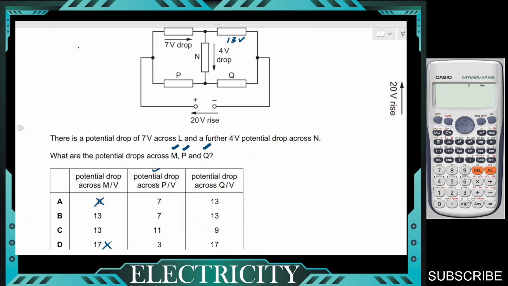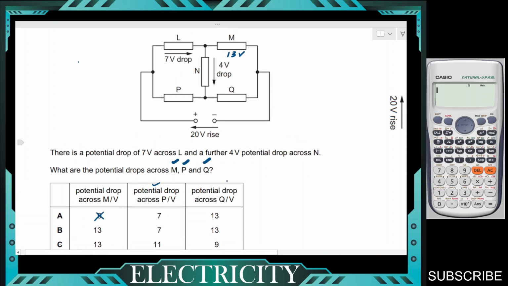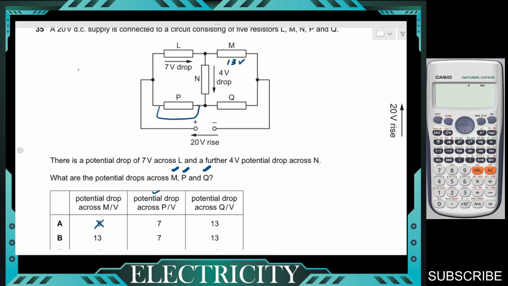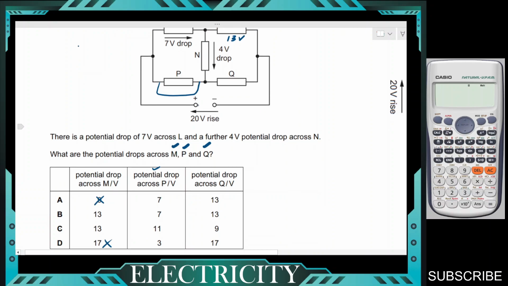Next, we need to find the potential drop across P. And it would be either 7 or 11. If we are able to find this one, then we can easily choose the answer instead of finding the potential drop across Q. We don't even need that. So the potential drop across P needs to be found out. This does not get easier than that. We have to choose from 7 or 11. Like I told you, other options are out of the window.